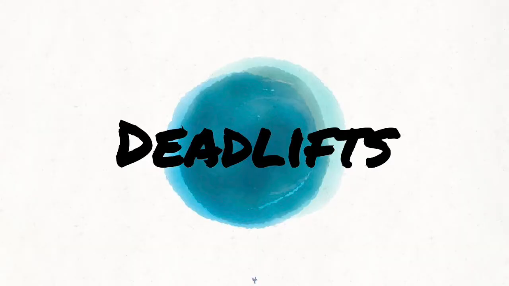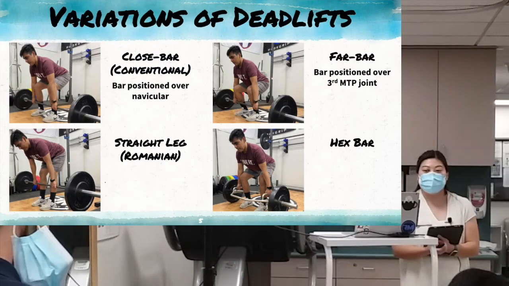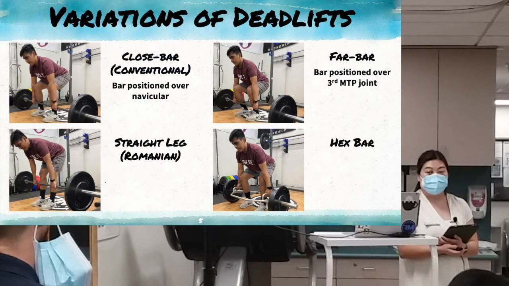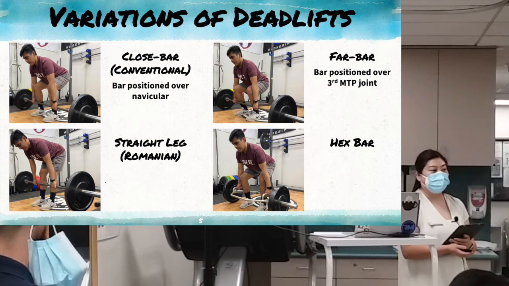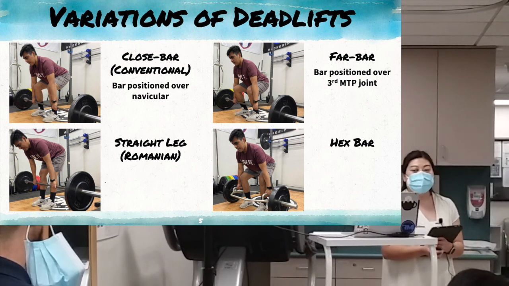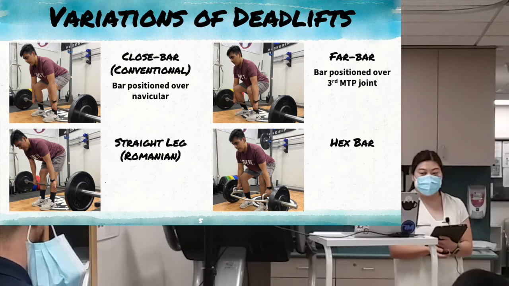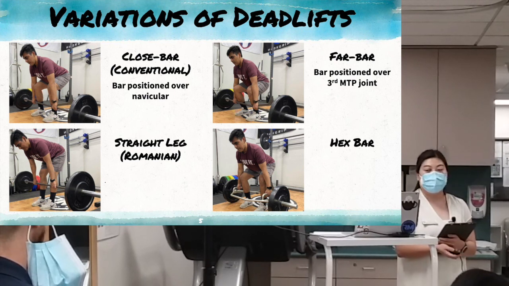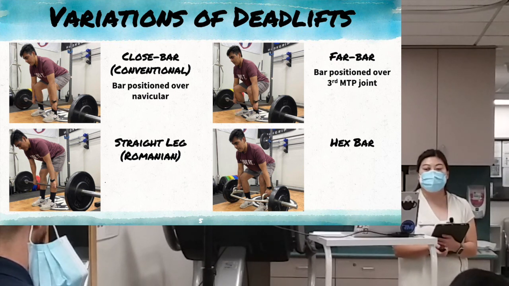So first we're going to go over deadlifts. These are the different variations of deadlifts. We have your close bar deadlift or your conventional, where the bar is positioned over the navicular. Wide bar, where the bar is positioned over your third MCP joint. Straight leg or your Romanian deadlift, and then a hex bar deadlift.